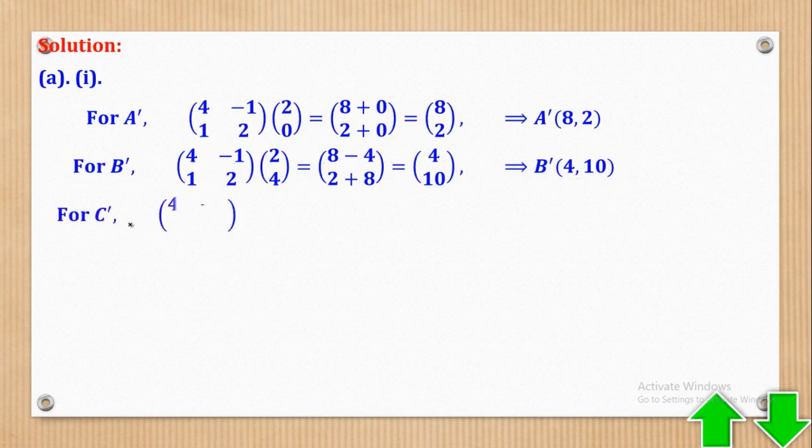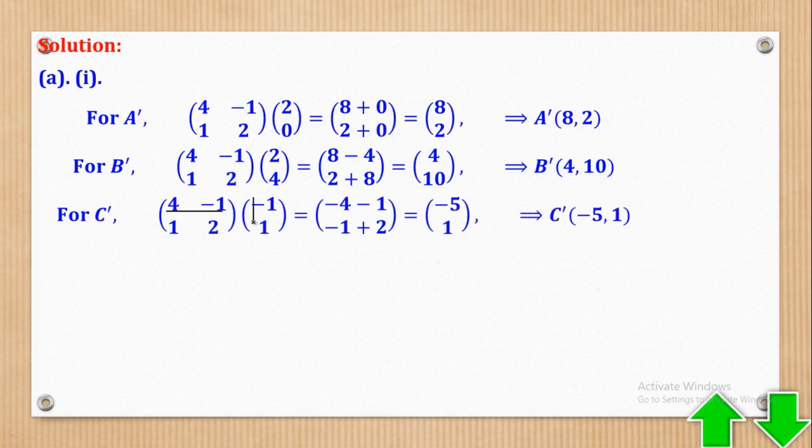I'll do the same for C prime. So row by column, this by this will give me negative 4, negative 1, and this with this will give me negative 1 plus 2. When I simplify, I come up with negative 5, 1, which therefore means the coordinate of C prime is negative 5, 1. So that has been Roman 1. Now we shall go to Roman 2.